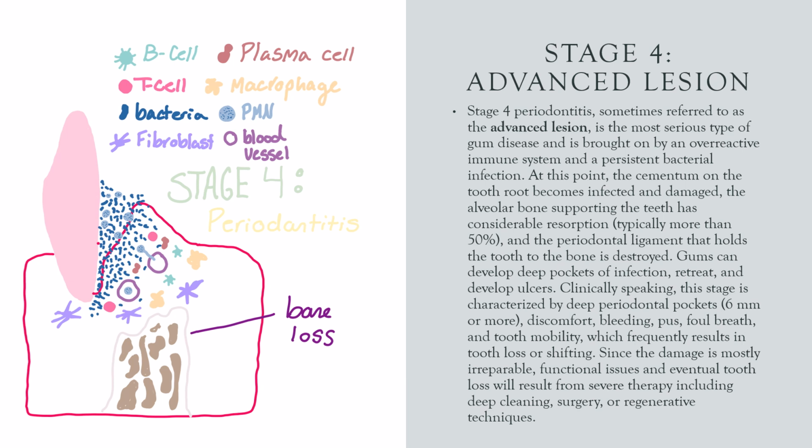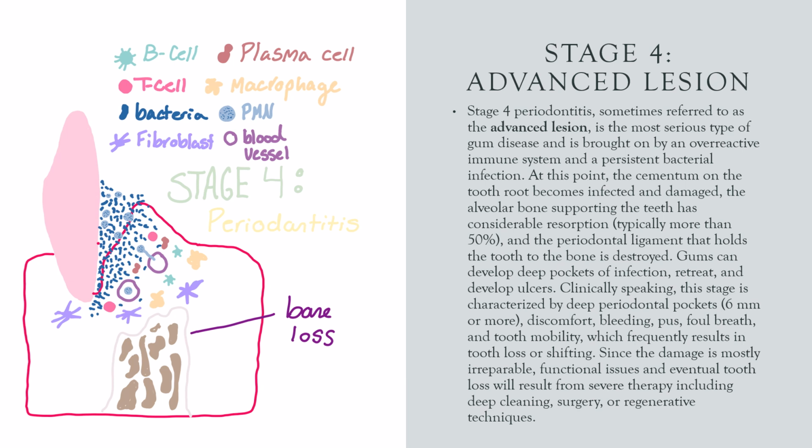We're now at stage 4. This is our advanced lesion. This is our most serious type. It all starts out with an overactive immune system. The cementum really starts to get infected, especially down that root with all that subgingival biofilm. It starts to eventually resorb the cementum.